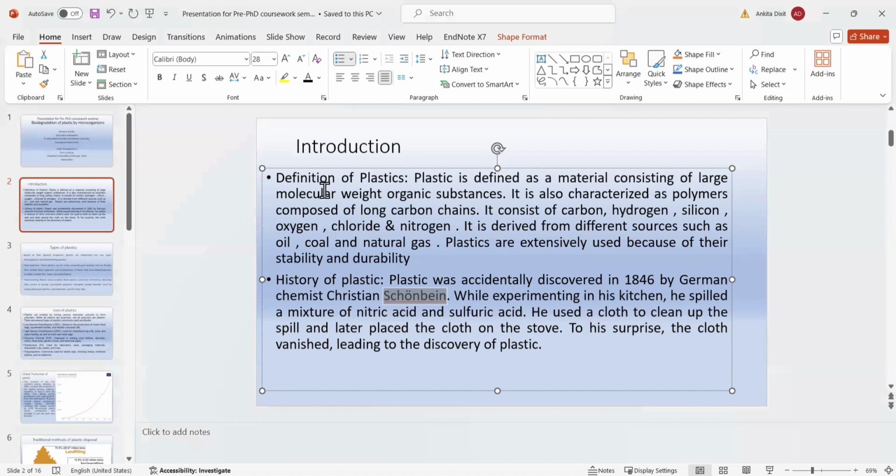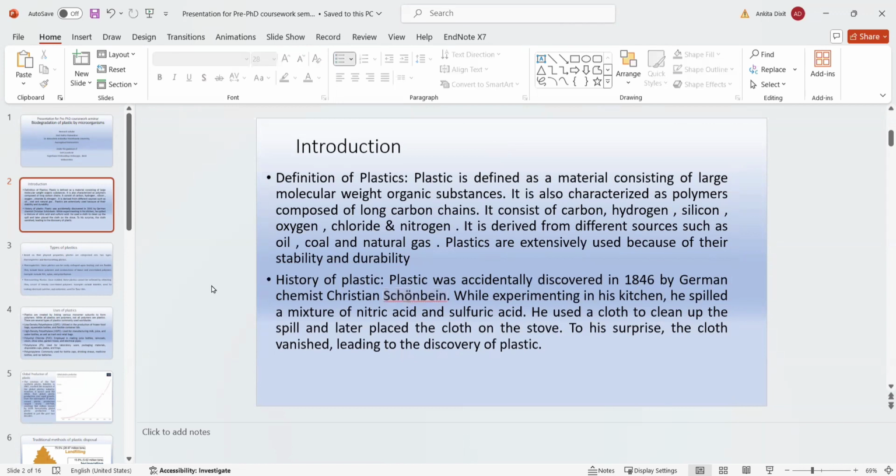First of all, we will see the definition of plastic. Plastic is defined as a material consisting of large molecular weight organic substance. It is also categorized as a polymer composed of long carbon chain. It consists of carbon, hydrogen, silicon, oxygen, chlorine, and nitrogen. It is derived from different sources such as oil, coal, and natural gas. Plastics are extensively used because of their stability and durability.